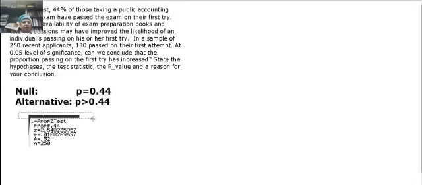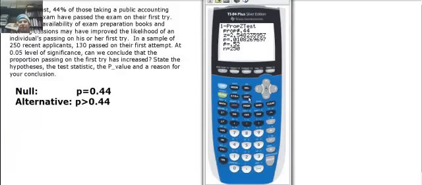Ines, did you get it? I got something different. Oh, because you said not equal to 0.44. Oh, I see, I'm wrong. Yes, exactly. If I press it too fast, it goes twice. Okay. So here, I got the same.